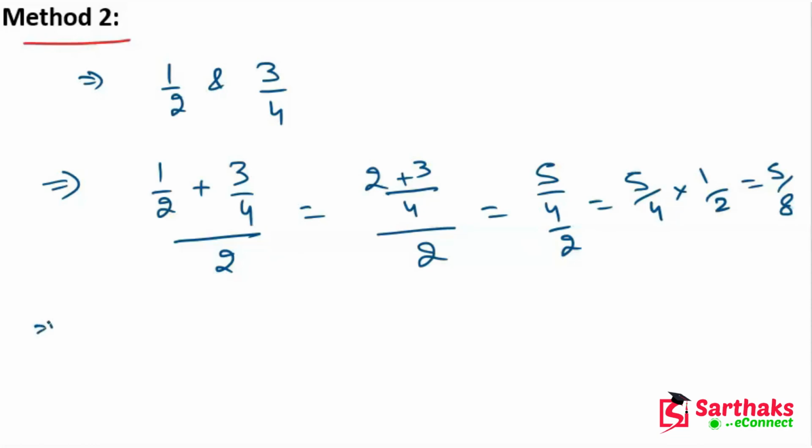So my dear friends, the rational number between 3 upon 4 and 1 upon 2 is 5 upon 8. So this is the rational number. Now, if we want to find more rational numbers between these, we can easily find them. I hope you understand these things. So now let's solve some problems.